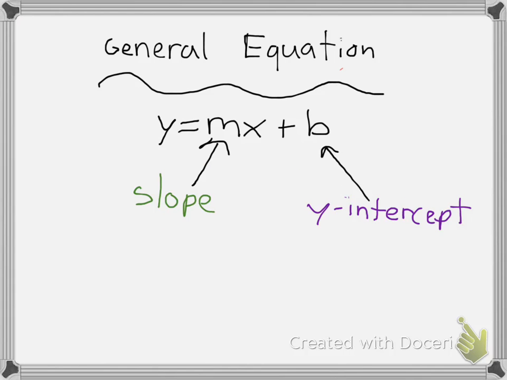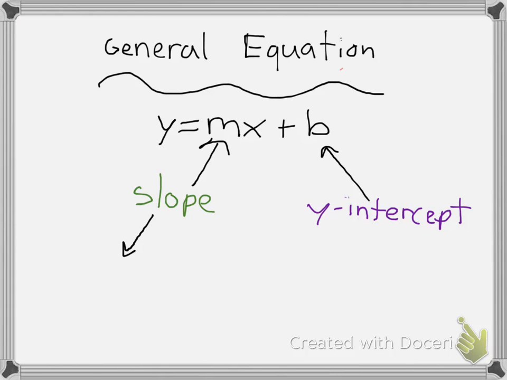b is the y-intercept, and the y-intercept is basically the point where the graph intersects with the y-axis. And the slope is m, and the slope is basically the thing on the graph that controls how steep it is and which direction it points. The way we use slope in a graph is by using rise over run.